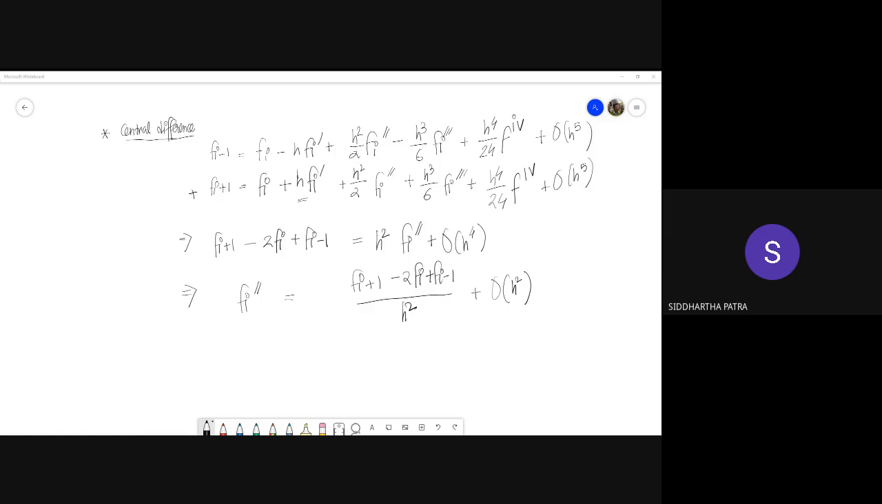So in the earlier expressions, you had order h truncation error. Here you have order h squared. Okay, so for second derivative, we would leave it up to this, only the simplest expression.